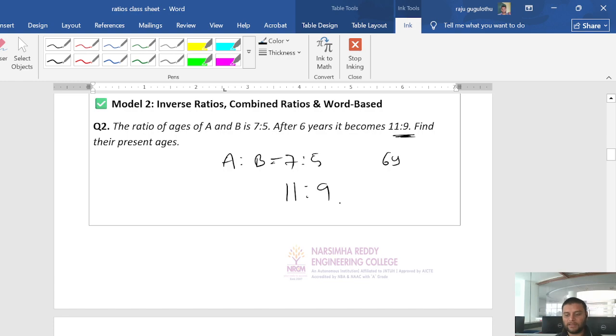Okay, let us copy this question to the word file. I'm having some issues.